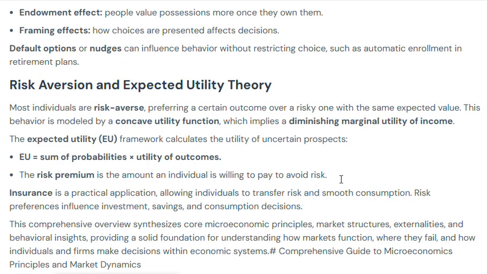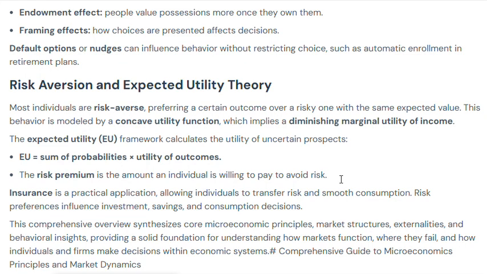Risk aversion and expected utility theory. Most individuals are risk averse, preferring a certain outcome over a risky one with the same expected value. This behavior is modeled by a concave utility function, which implies a diminishing marginal utility of income.